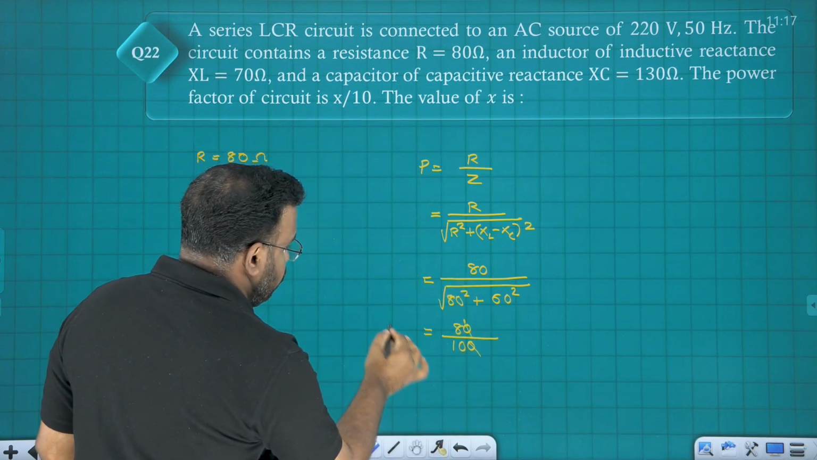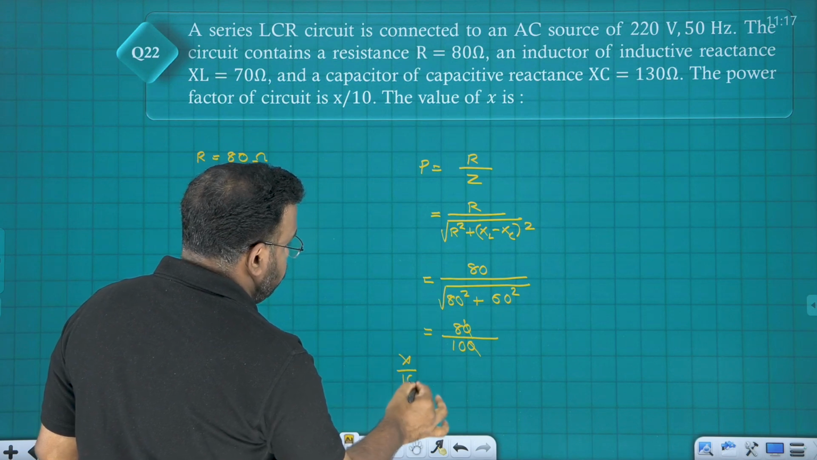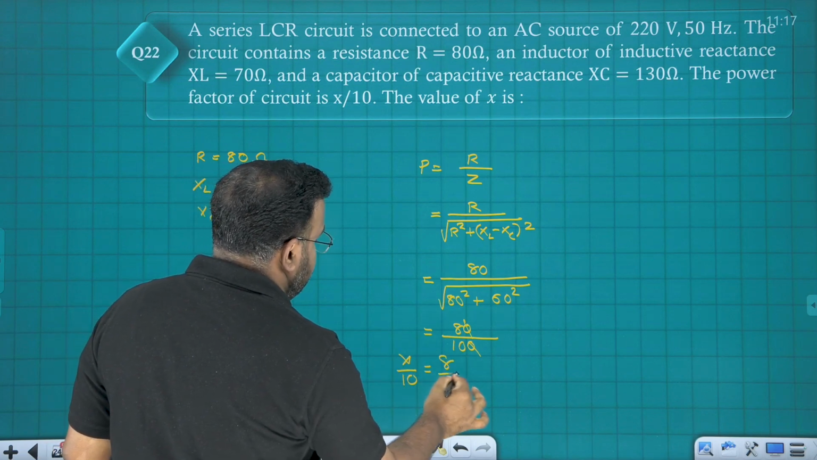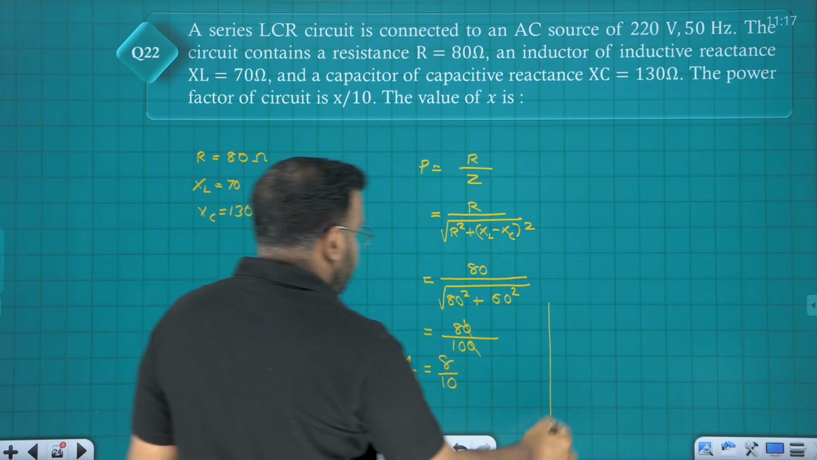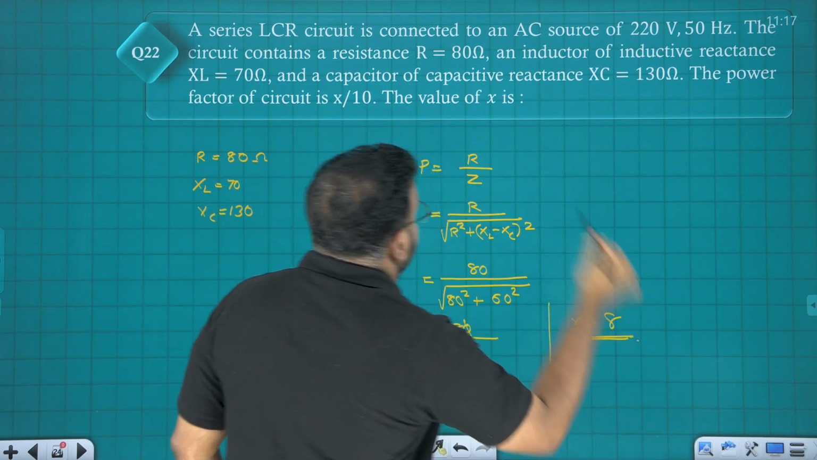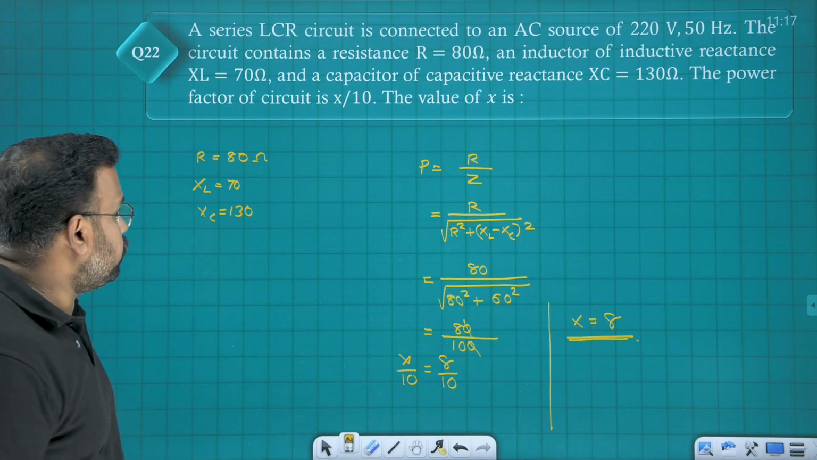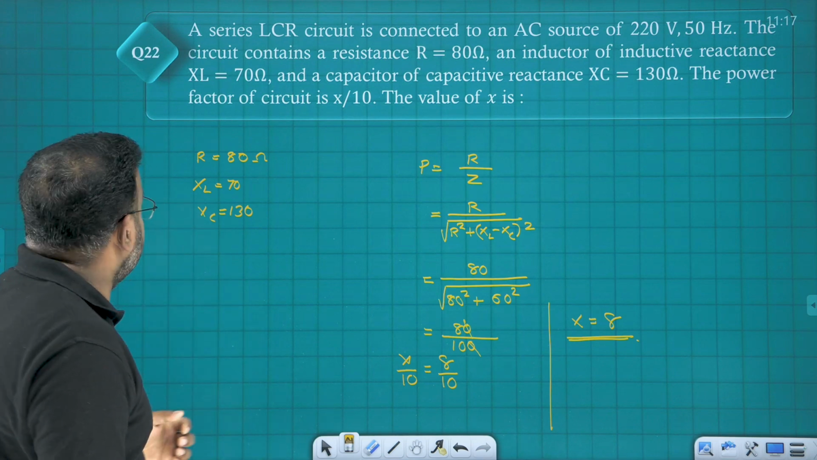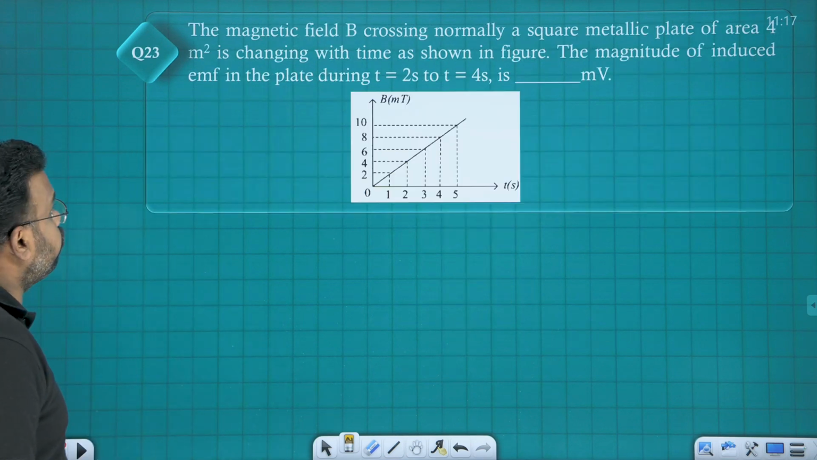So power factor is given as x by 10. So we are getting x by 10 is equal to 8 by 10, which means x is equal to what? X is equal to 8. Easy question, power factor based one. Okay, next question, question number 23.